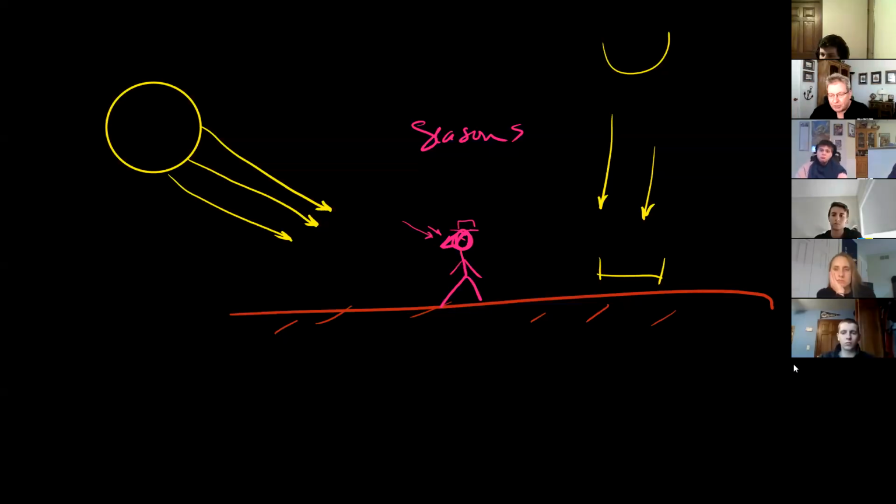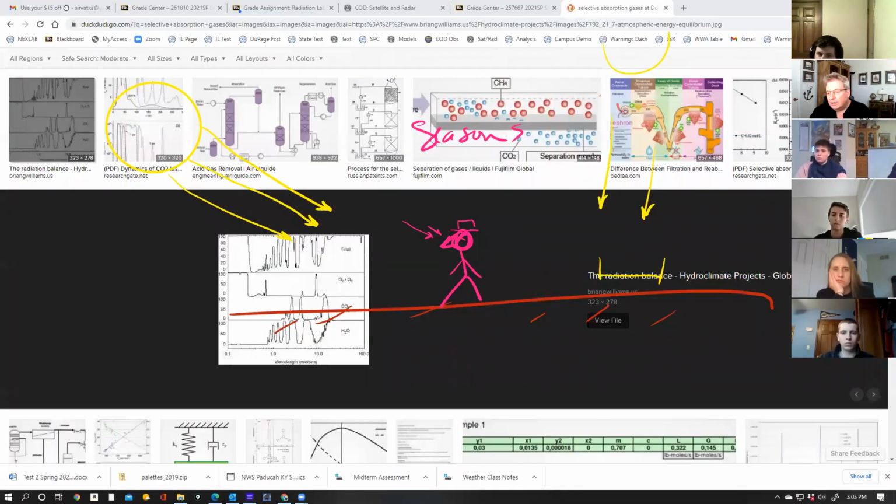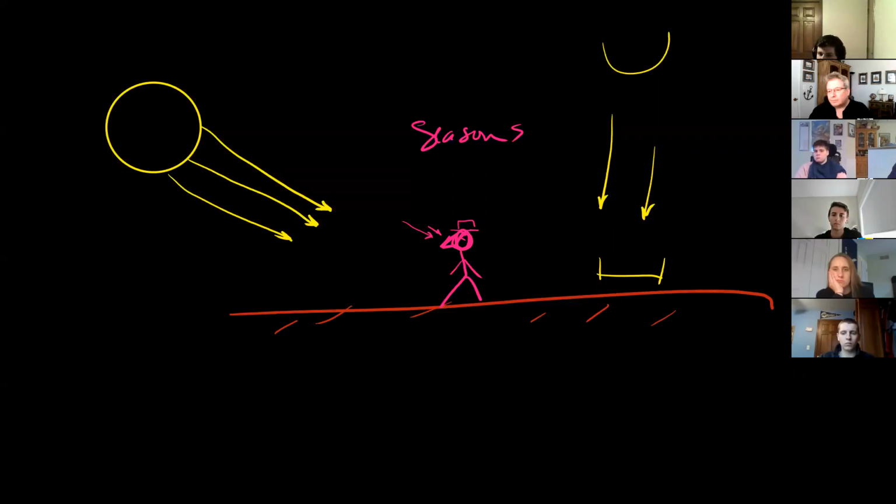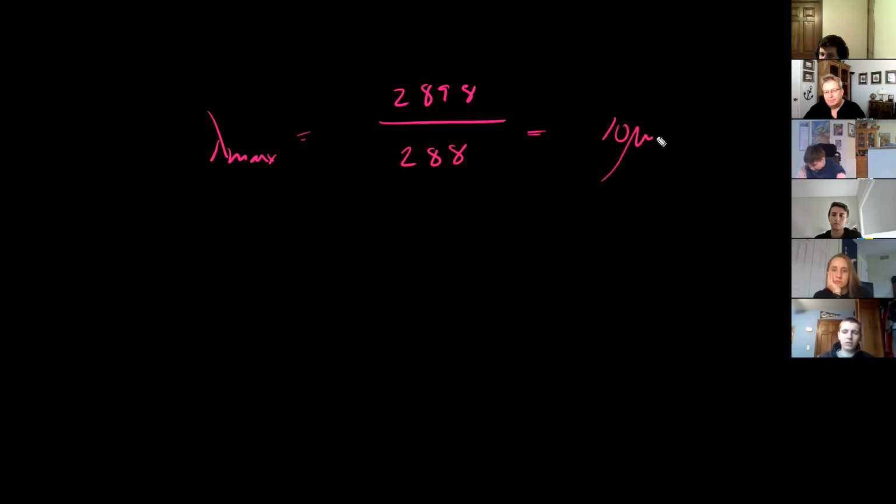So now I'm going to share my screen. Hold on. Resume share. I'm going to go to this. Erase all this. And I'm going to say, all right, so look, lambda max is 2898 divided by 288. And that gets me 10 micrometers, right? But what if I said, put on goggles that allowed me to see only radio waves? What would be bright?